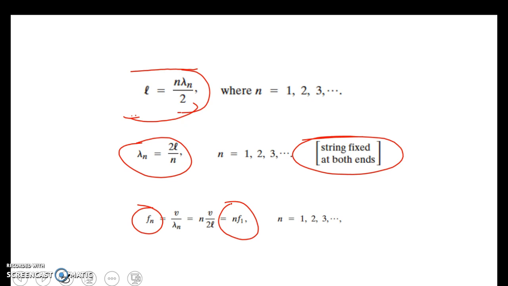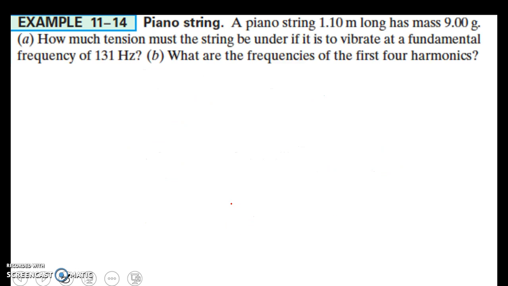Equations that might come up at some point on the AP test, I'm sure it's on the homework somewhere, but on the AP test you might see something like this. Again, these are just shortcuts to be helpful. So here's a use. We got a piano string 1.10 meters long, with a mass of 9 grams. We want to know how much tension must the string be under if it is to vibrate at a fundamental frequency of 131 hertz. So we're kind of tuning our piano here. What are the frequencies of the first 4 harmonics?